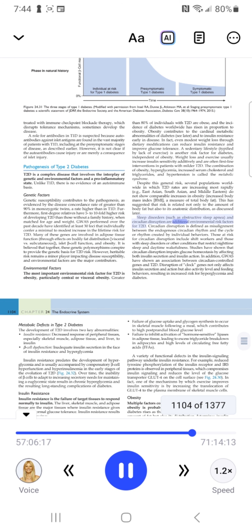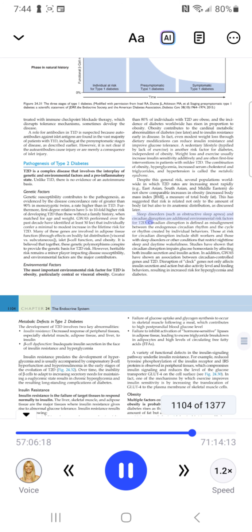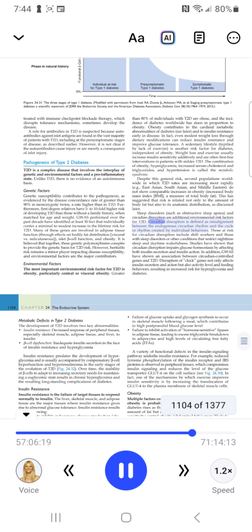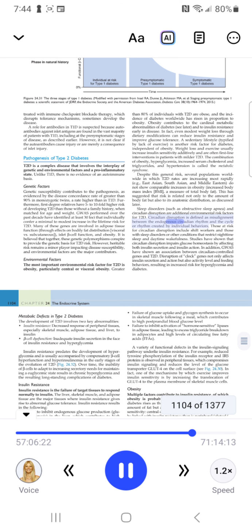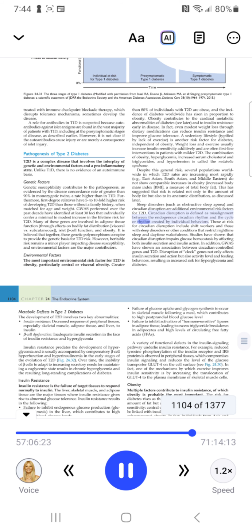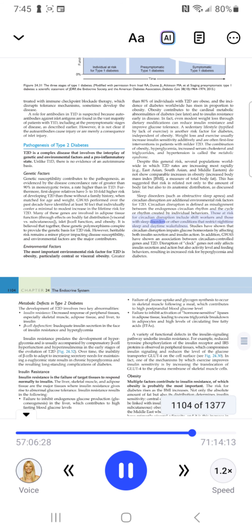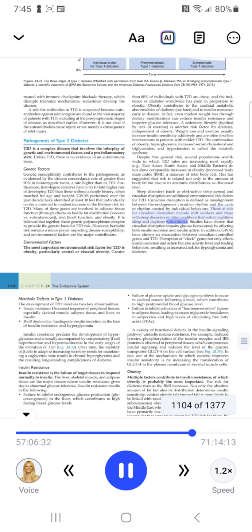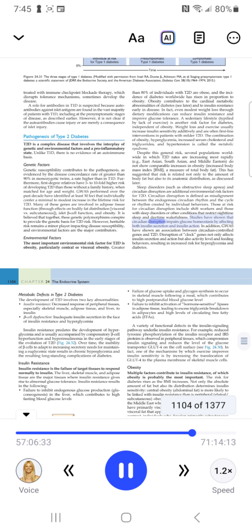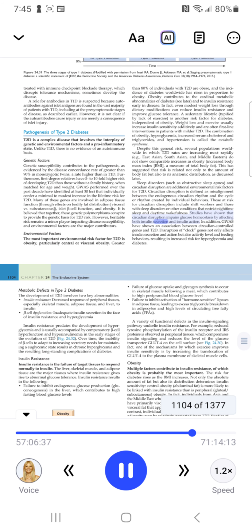Sleep disorders such as obstructive sleep apnea and circadian disruption are additional environmental risk factors for T2D. Circadian disruption is defined as misalignment between the endogenous circadian rhythm and the cycle or rhythm created by individual behaviors. Those at risk for circadian disruption include shift workers and those with sleep disorders or other conditions that restrict nighttime sleep and daytime wakefulness.